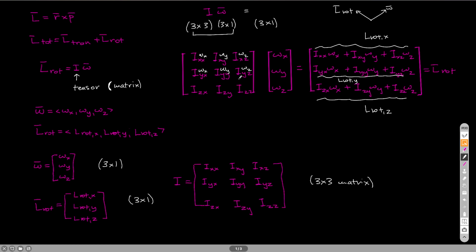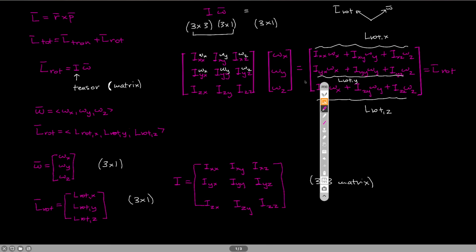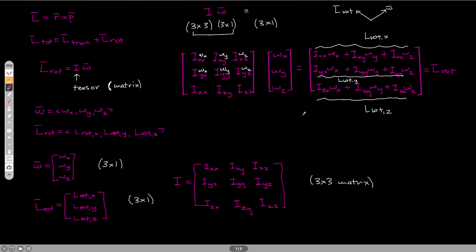In my previous recording, I told you that in general, L rotational and omega do not point in the same direction. It is true, though, that there are some cases where L rotational and omega happen to point in the same direction. It's just that in general, those two vectors do not point in the same direction. I'm going to show you what needs to happen for L rotational to point in the same direction as omega.